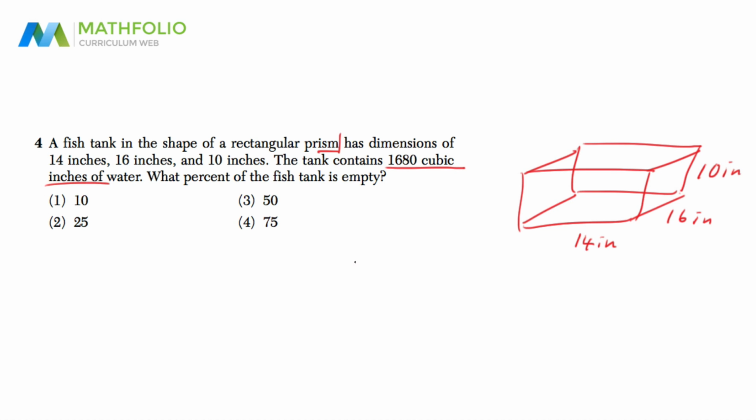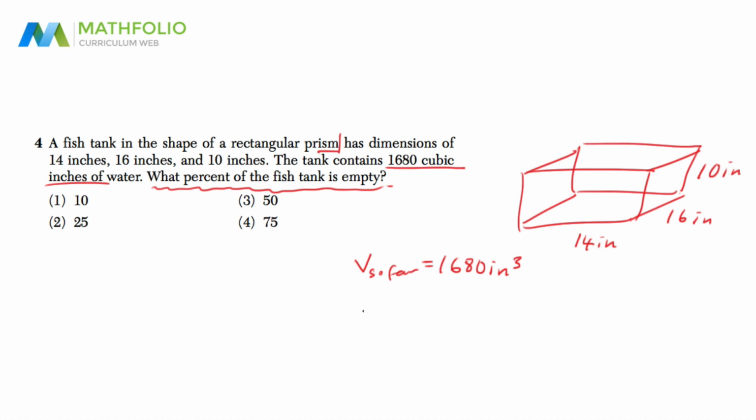So we know the volume so far, and I'm going to put volume so far because I don't know if it's full, equals 1680 cubic inches. And it says, what percent of the fish tank is empty.